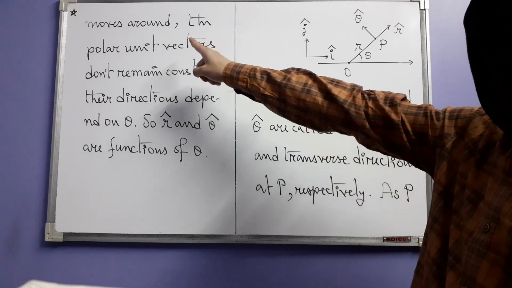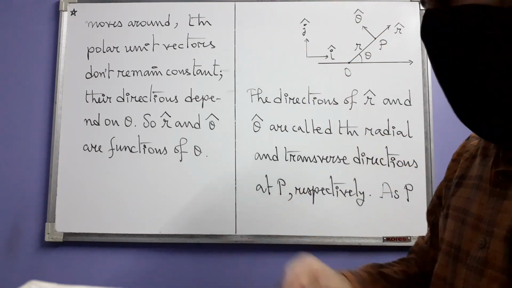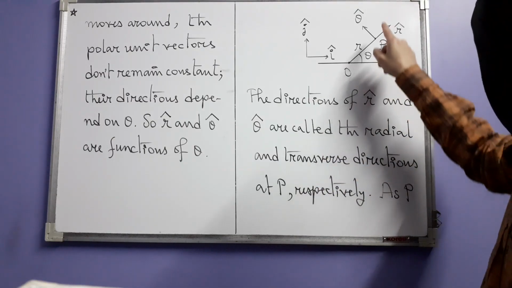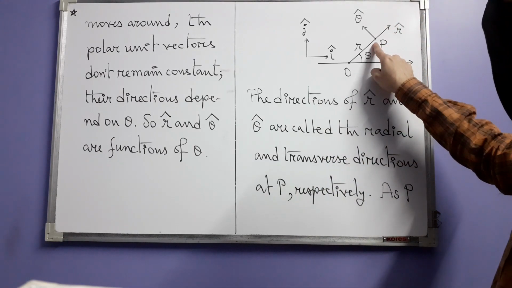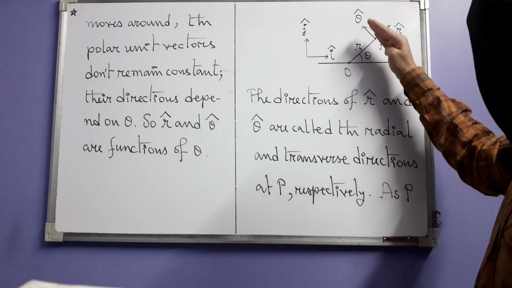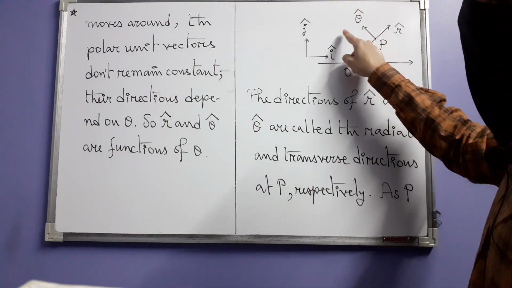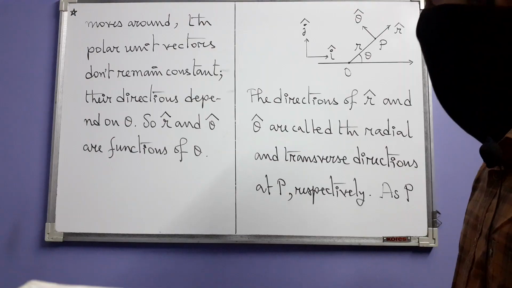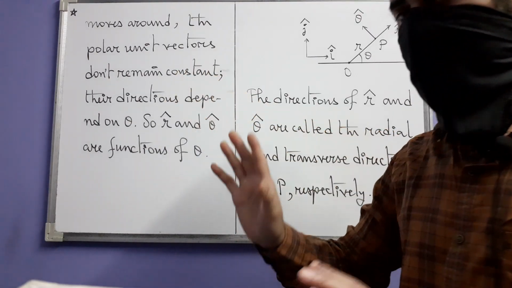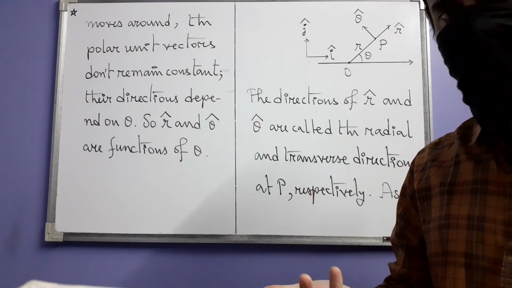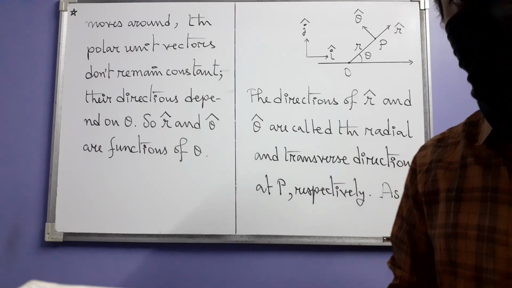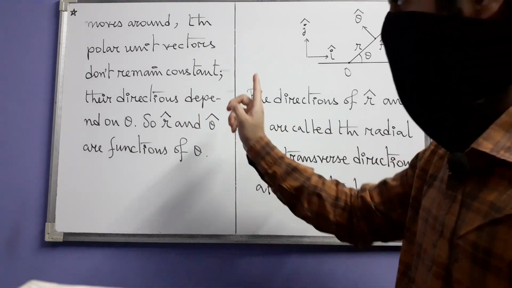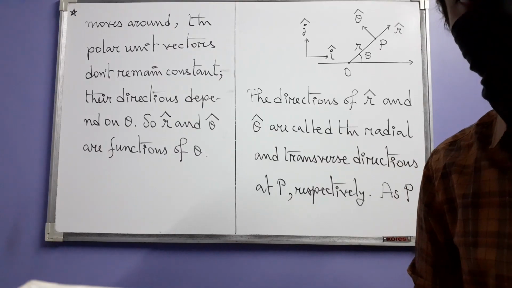As P moves around in the plane, the polar unit vectors don't remain constant, obviously. For example, at some instant P is here, then r hat points in this direction, theta hat in this direction. But if P comes here, then r hat points in this direction, theta hat in this direction. Although these vectors are not constant, their magnitudes are constant, that's just 1 because they are unit vectors. But their directions change, and that depends only on theta, not on r.